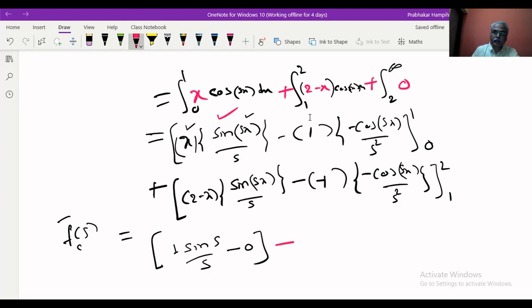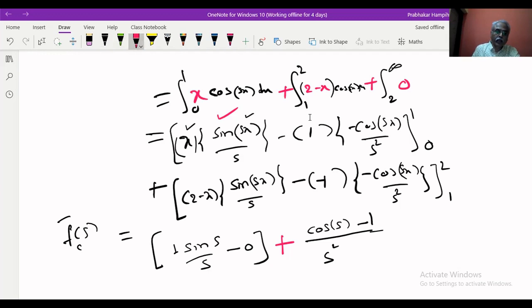So minus of minus is plus. Second term: upper limit 1, divided by s square, I'll write first, upper limit 1 cos of s minus lower limit cos 0, which is 1. So this entire term, upper limit minus lower limit, is over.